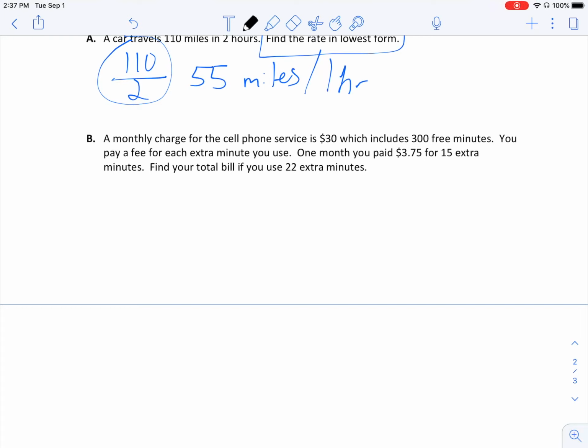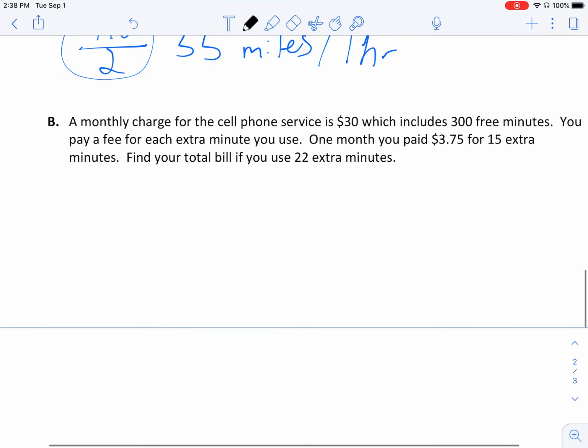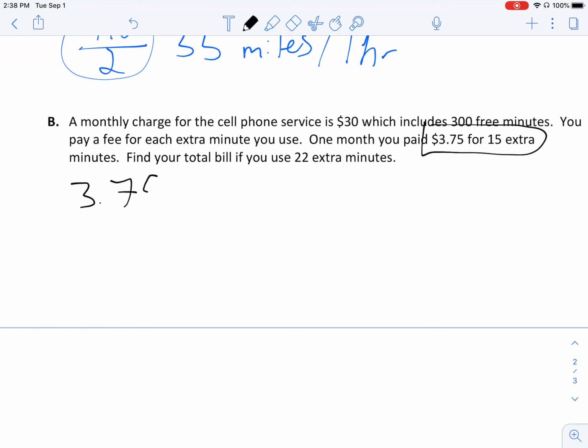Well, the first thing you need to figure out is what you pay per minute that you go over or beyond your 300 free minutes. So I need to use this rate that they gave me of $3.75 for 15 extra minutes. So 3.75 divided by 15. That's going to tell me what it costs, dollar amount, for every minute I use. When I divide that out, I get 0.25, or 25 cents per minute that I use.